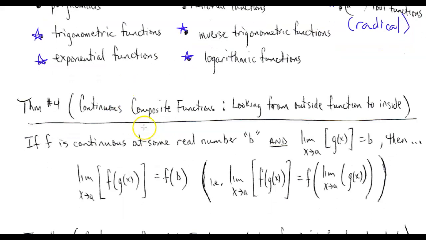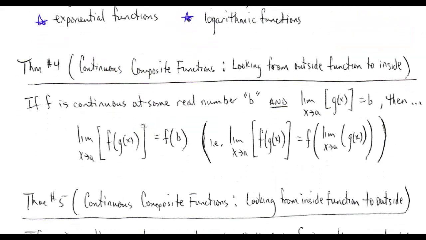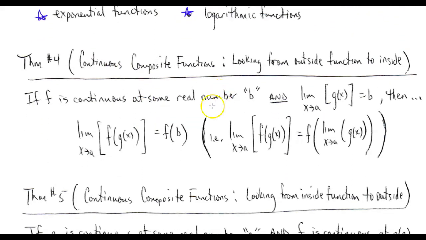Now, theorem number 4 says that if we have some function f that is continuous at some real number b, so we've got some function here that's continuous at some real number b, so let's say x approaches b.